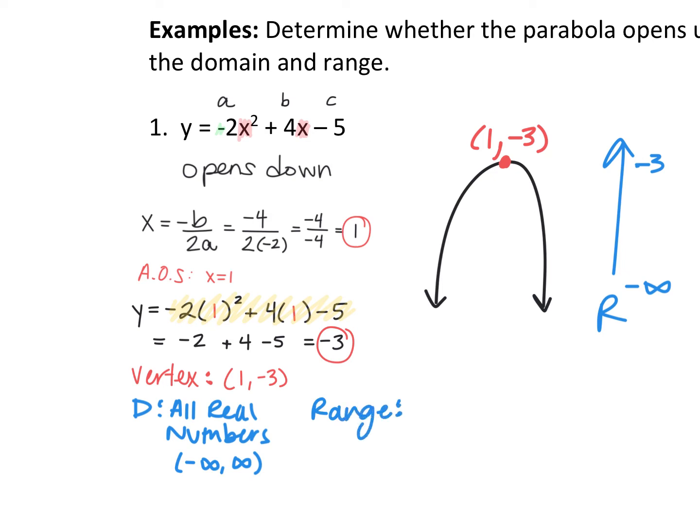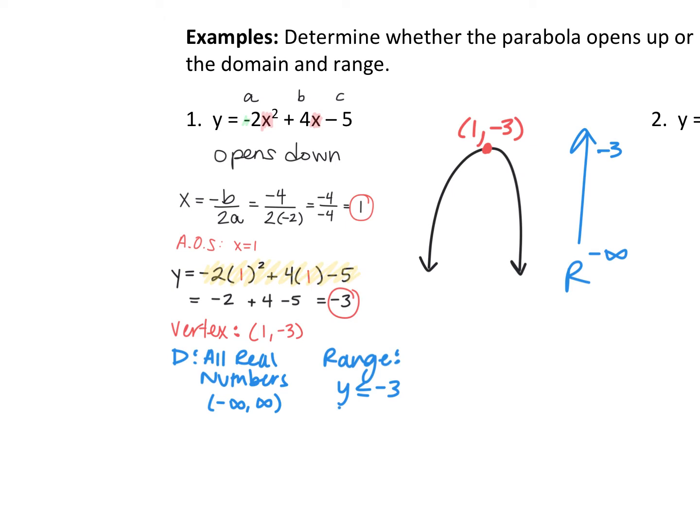So my range goes from, or you can just use r. You could write it as y values less than or equal to -3, or you could say -infinity to -3 with a bracket. Again, you don't have to say both. Pick one. Either is good.